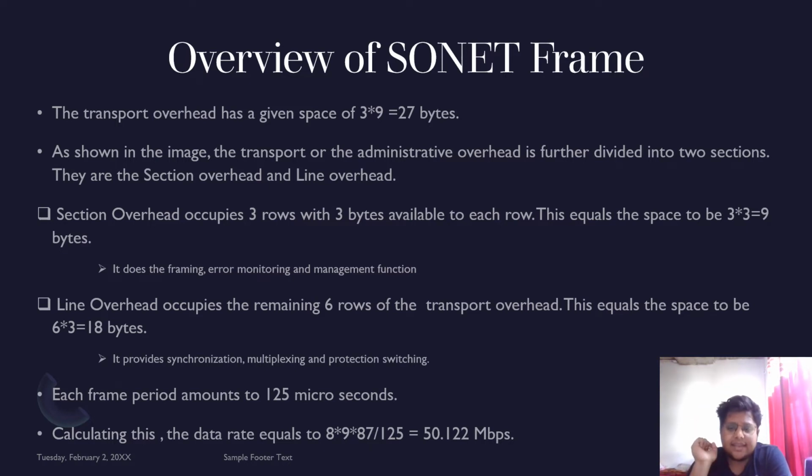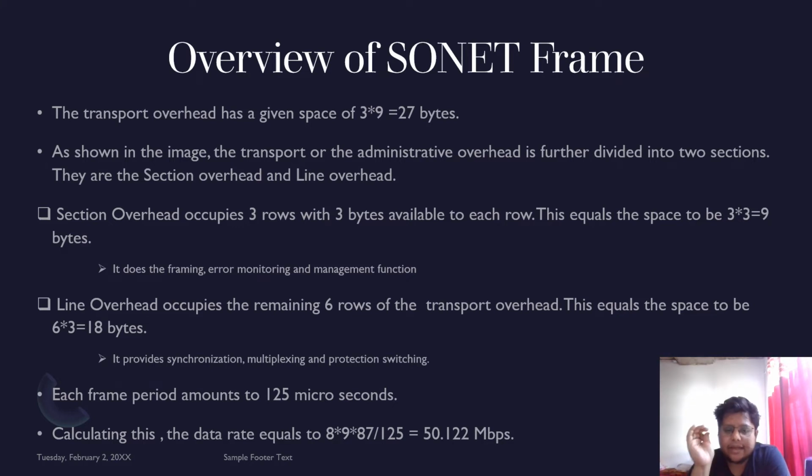The main functionality of the section overhead is what we are interested in here. It does the framing, error monitoring, and management functions. So the section overhead has 3 main data qualities that are required for the processing of a good network system. The line overhead acquires the remaining 6 rows. Hence, it contains a space of 18 bytes. It handles the synchronization of the system. It handles the multiplexing and demultiplexing of the system, and it also handles the protection switching of the system. It means all the security related systems or all the changes and variables of a system in the synchronous time are handled by the line overhead.